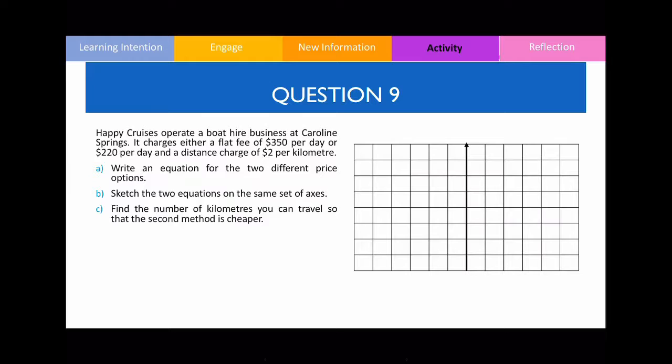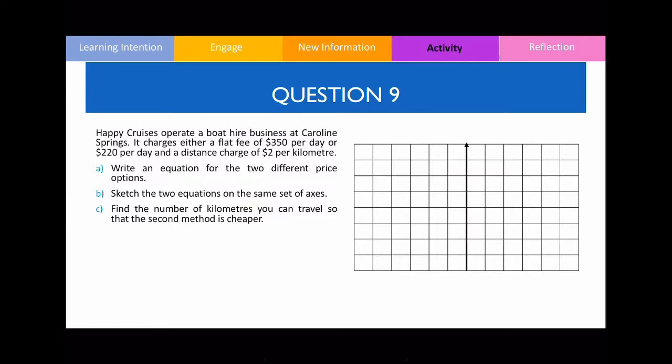It charges either a flat fee of $350 per day, meaning you pay an upfront payment of $350 and you can drive as many kilometers as you like, or alternatively you have another option where you pay $220 upfront, but also you need to pay an extra $2 per kilometer that you've traveled. The first question wants you to find or write an equation for both of these different options, okay?